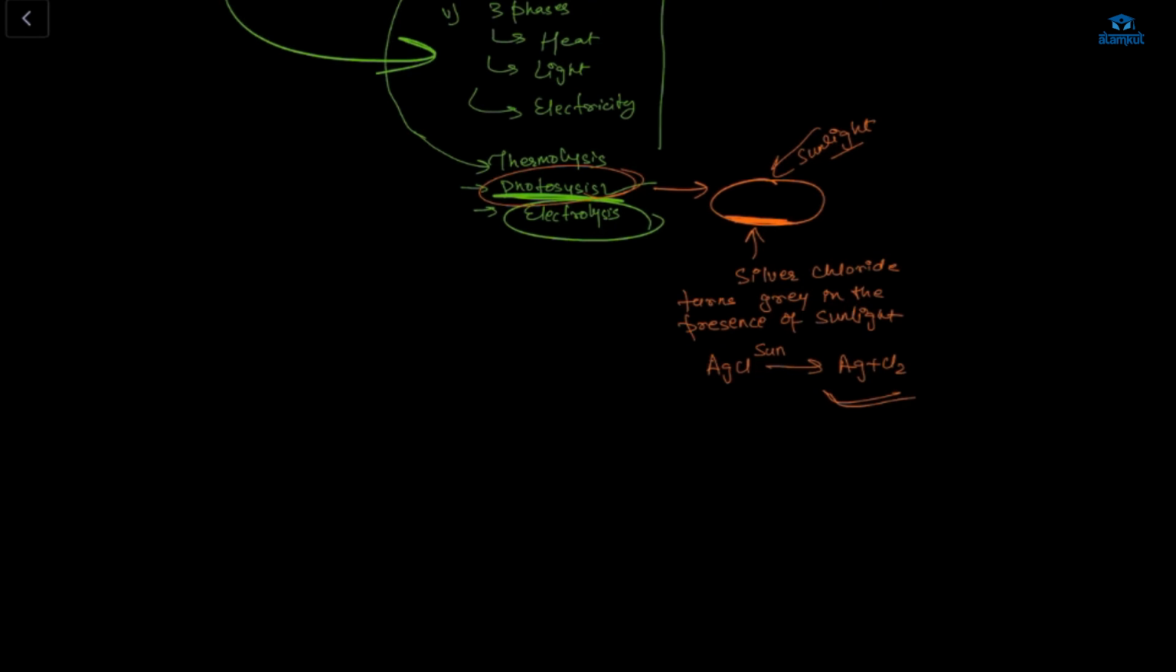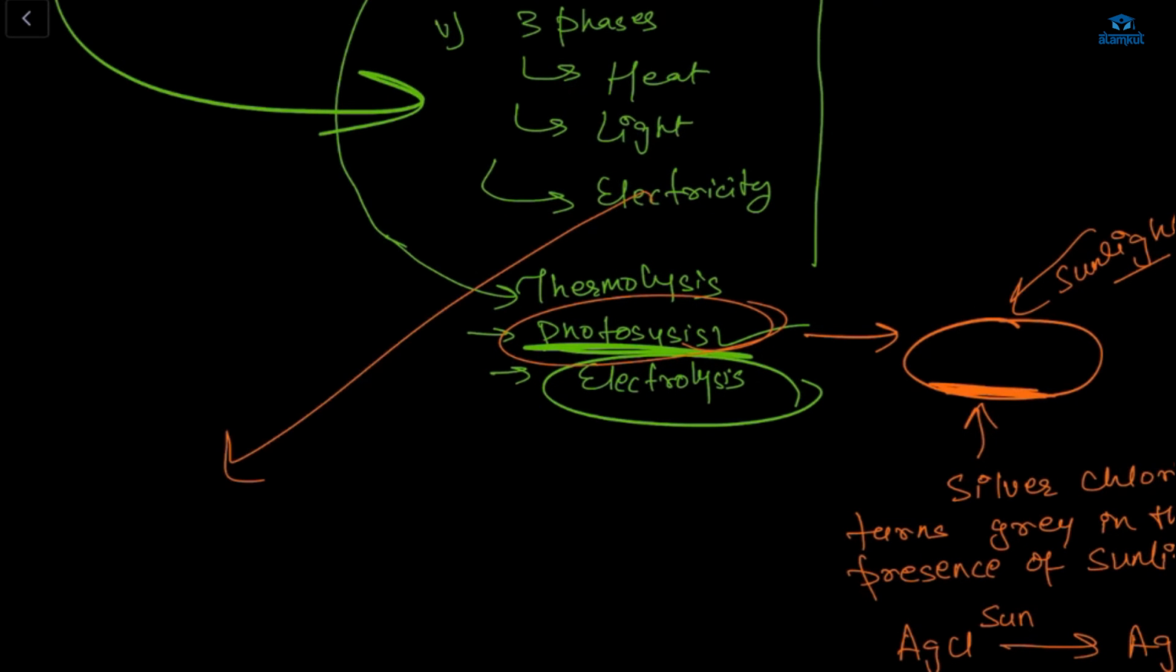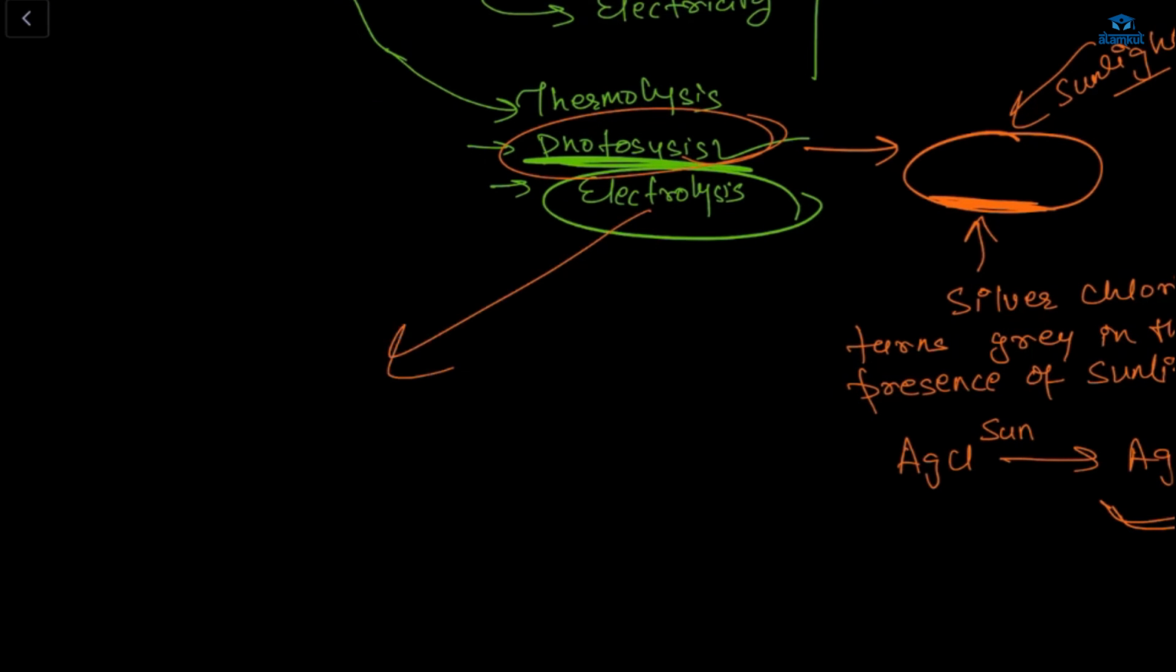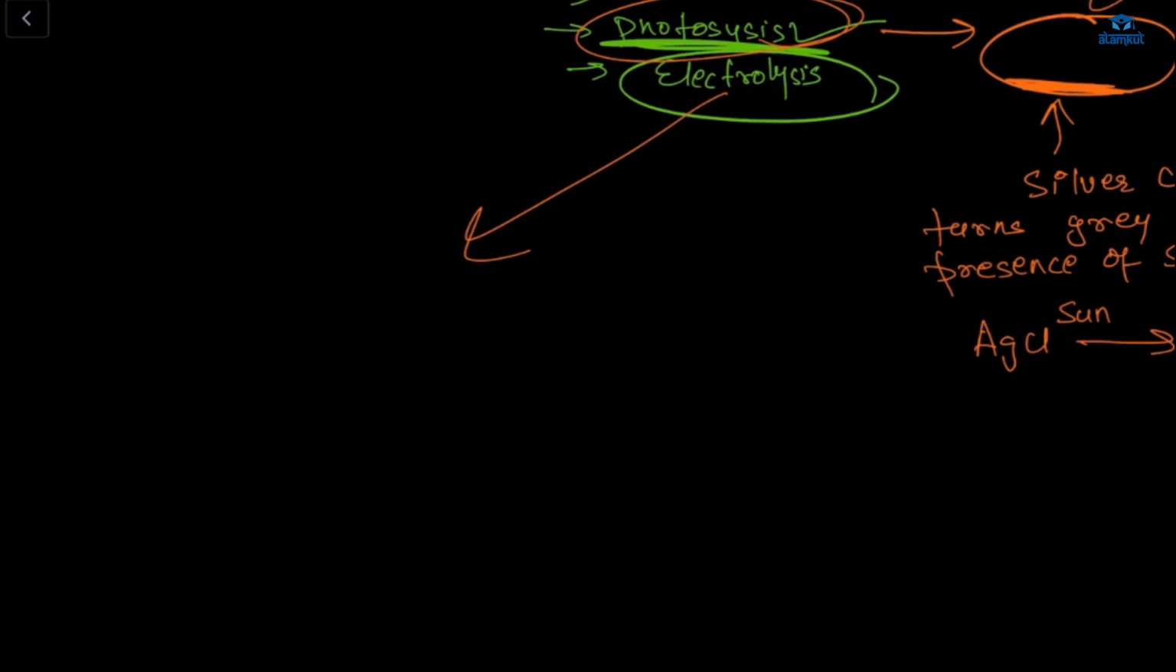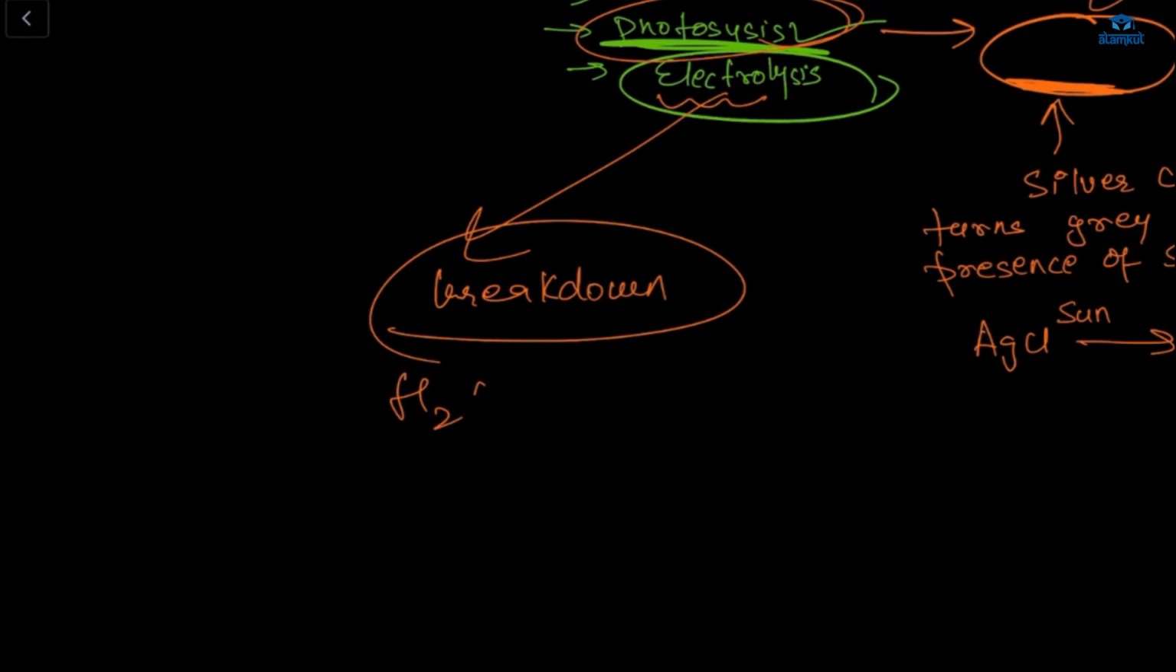And the last one, electrolysis. Electro means what? Related to electricity. Electro means breakdown, so if a chemical is breaking down with the help of electricity, that is known as electrolysis. This can be an example: H2O giving H2 plus O.